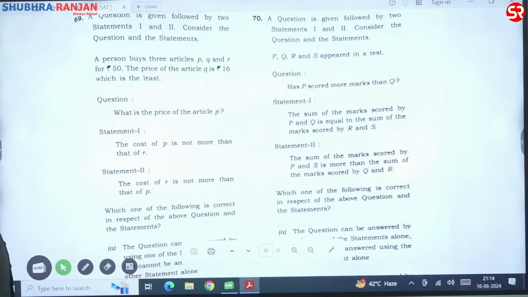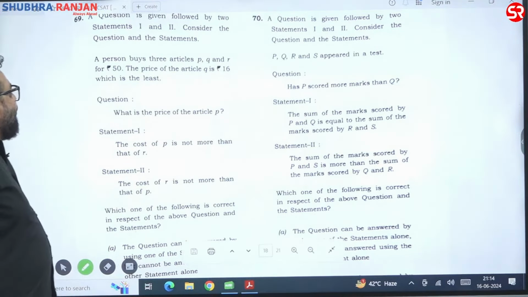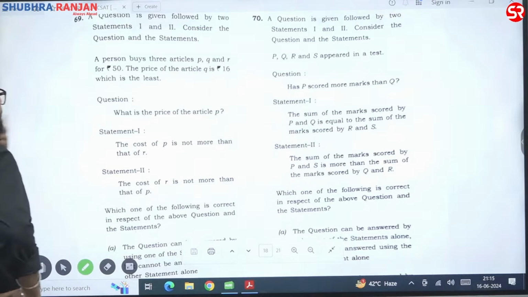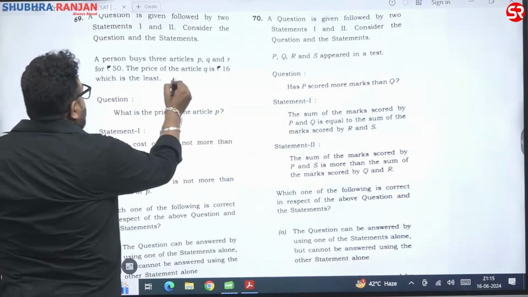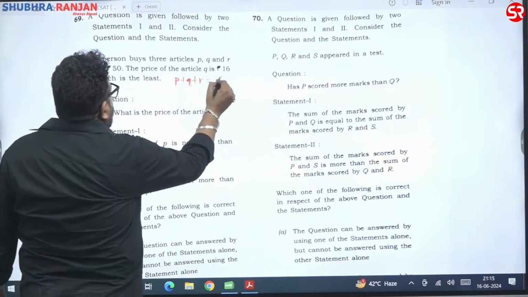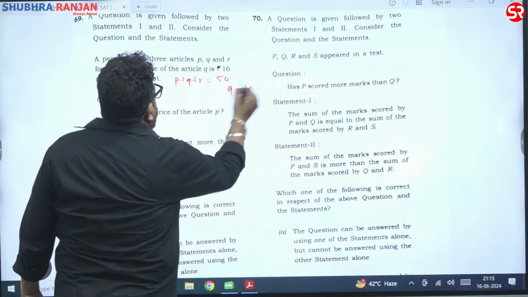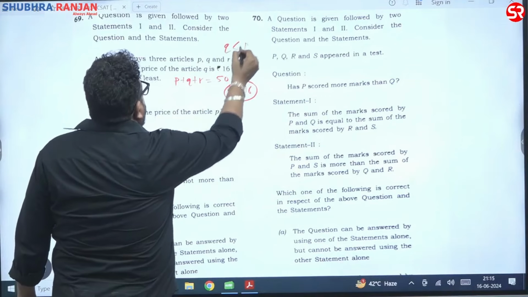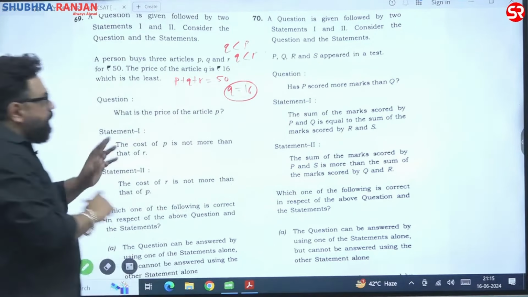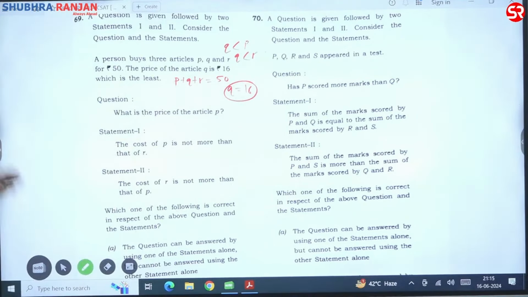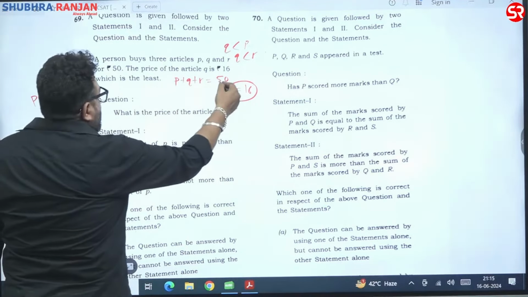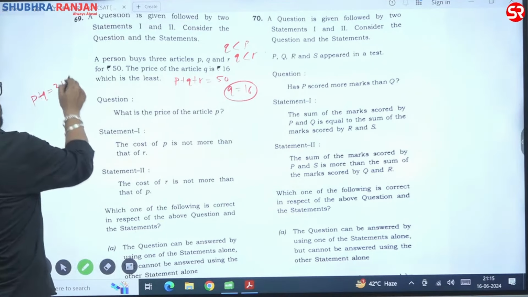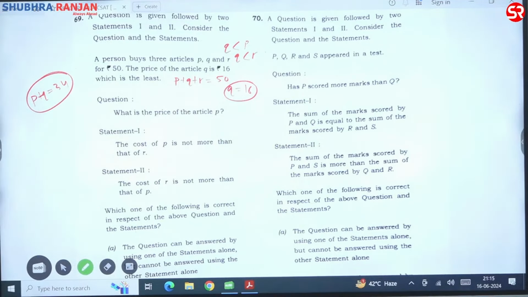You know, he says a person buys 3 articles, P, Q, and R for rupees 50. So P plus Q plus R was 50, and Q is equal to 16, and Q is less than P and Q is less than R. We do not know the relation between P and R. Right? In that case, P plus R comes out to be 50 minus 16, 34. So what is the value of P? This is what he is asking.